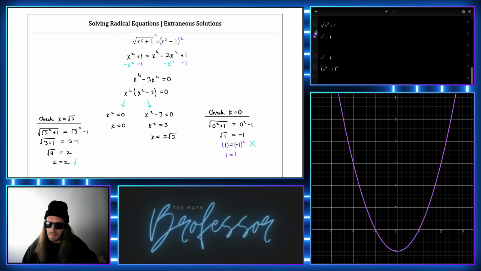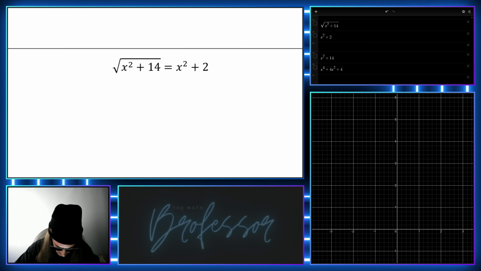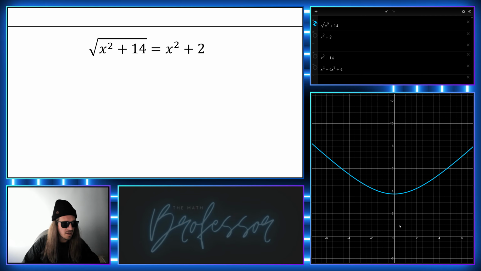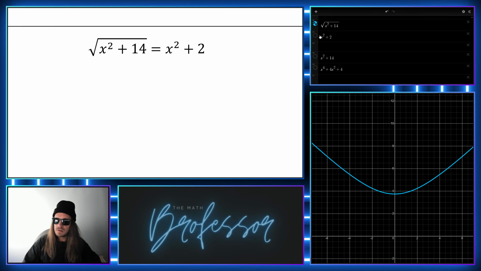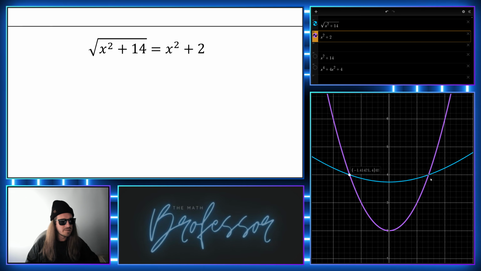All right, we got one more. Here is the last one. Let's look at the graphs first. We have root x squared plus 14. That's what that looks like. And then we have x squared plus 2. So that's what that looks like. All right, so we have two intersections right here, at plus or minus 1.414. We'll see what root that is in a minute if you don't recognize it.